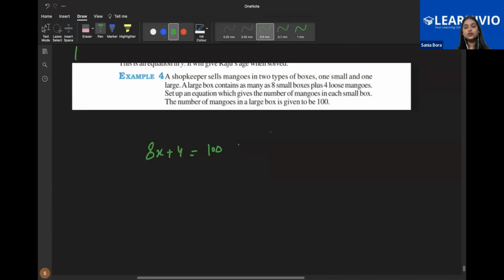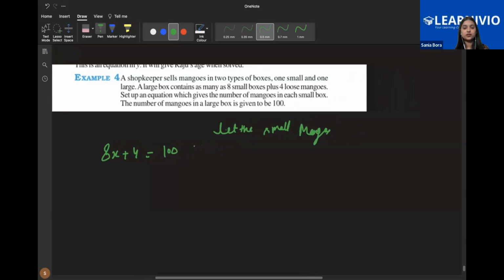So whenever you write this, you have to write, let the small mangoes be x. If you don't write this, how would I know what this x is? Whenever you form any equation, you have to mention all the let statements, like let the small mangoes be x. And then you will write according to the question, 8x plus 4 equals 100. Okay, fine. Now I'll teach you one concept, though we don't have enough time.